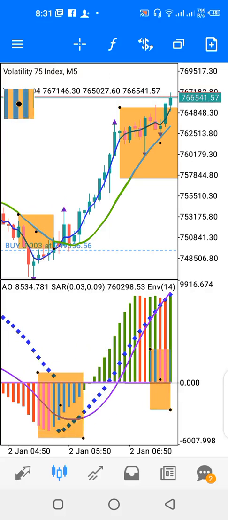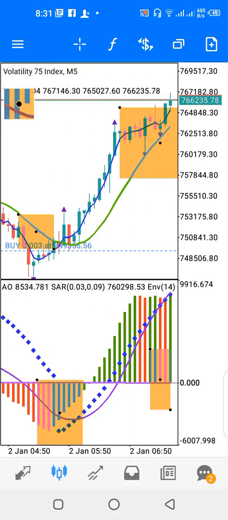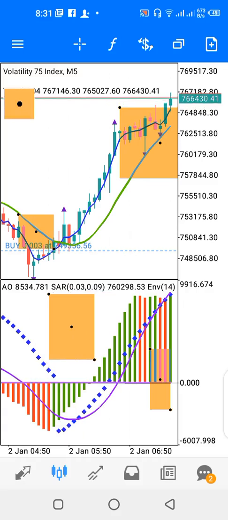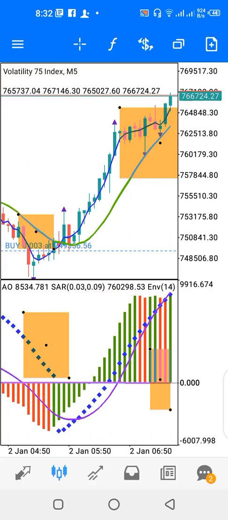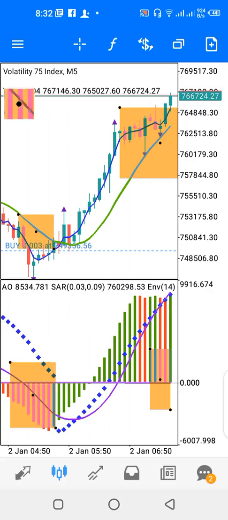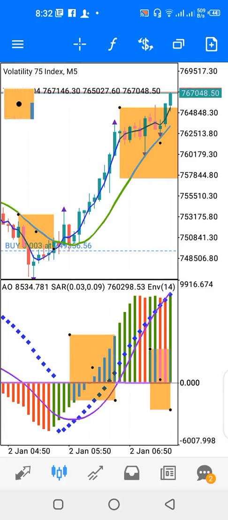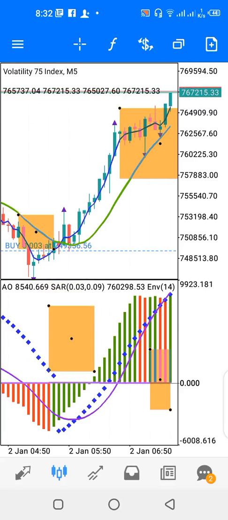But the signal itself is the change in color of the awesome oscillator below the zero level for buy. Then for sell, change in color of awesome oscillator above the zero level from green to red. And then the break of the SAR bar above the zero level. If you have a break of the SAR bar above the zero level from bullish to bearish, that's why you know you have to sell.